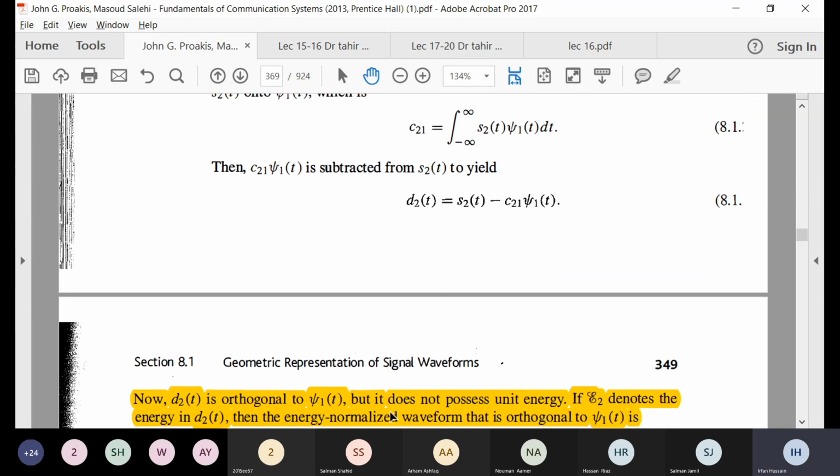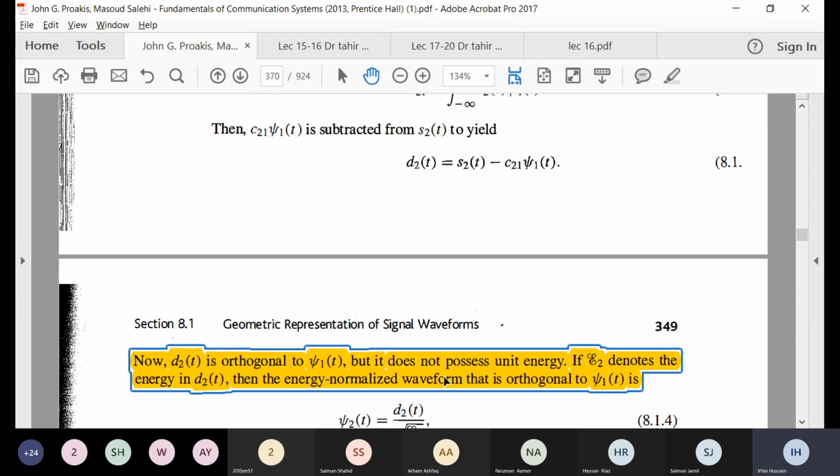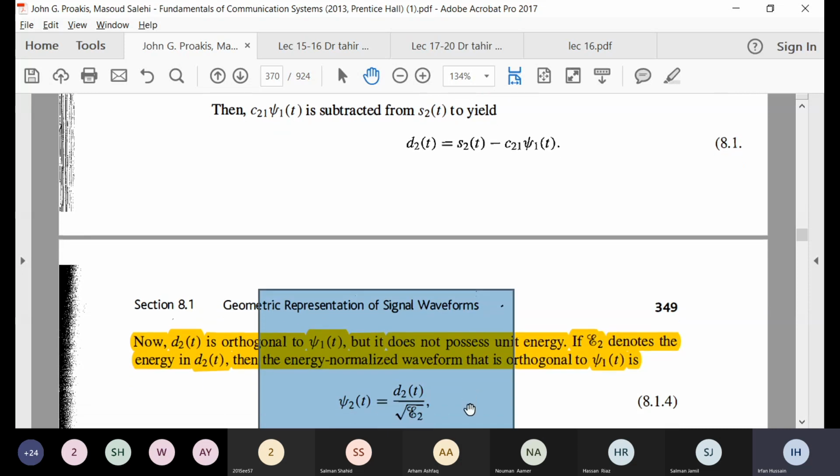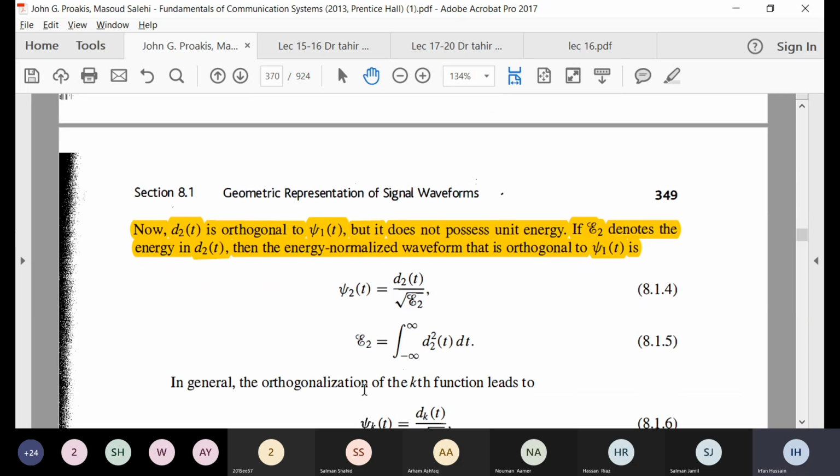But we know it is not normalized, so you just divide this by its energy, eta 2. Whatever D2 you have found by subtracting the projection, you just divide that by its energy. Hence now you will get the normalized second signal, that will be psi 2. Again you can see energy is always equal to square of the signal. Here remember, you normalize psi 2 by the energy of D2, so energy of psi 2 will be 1.